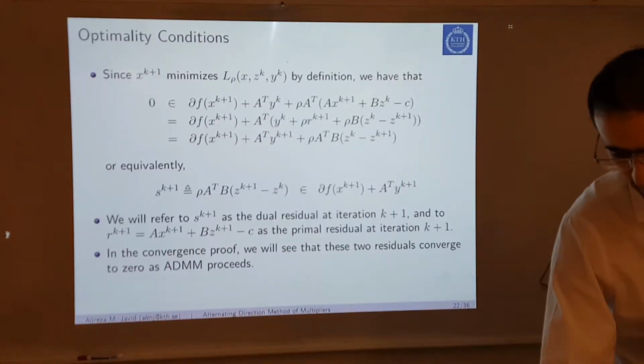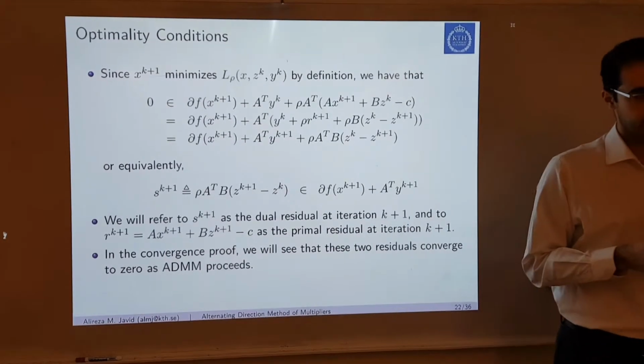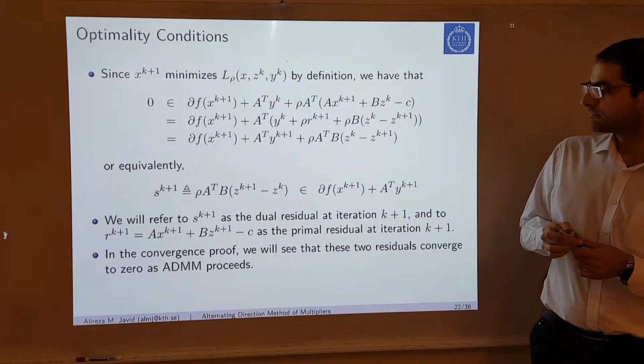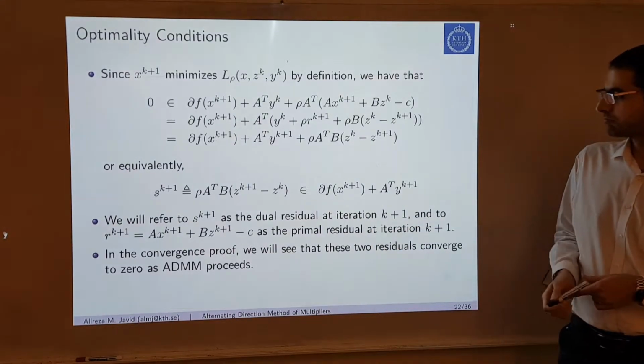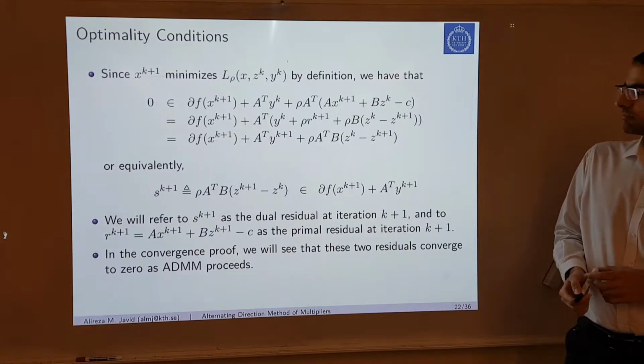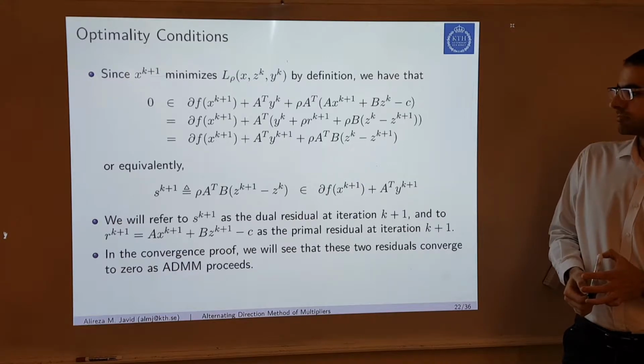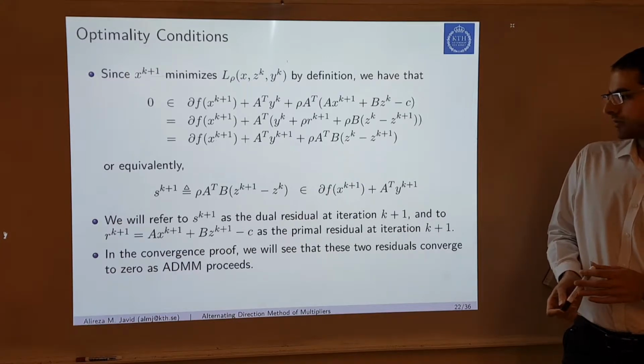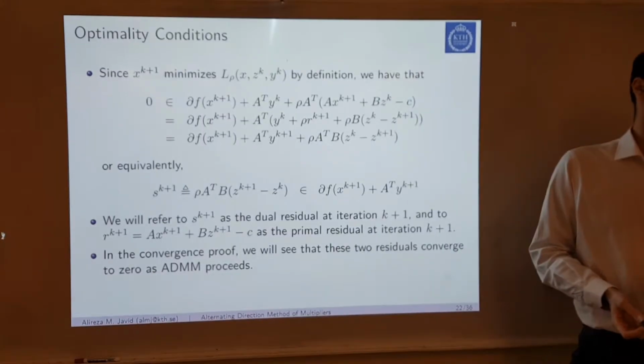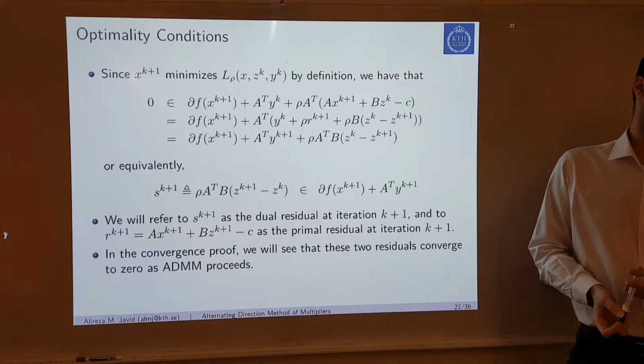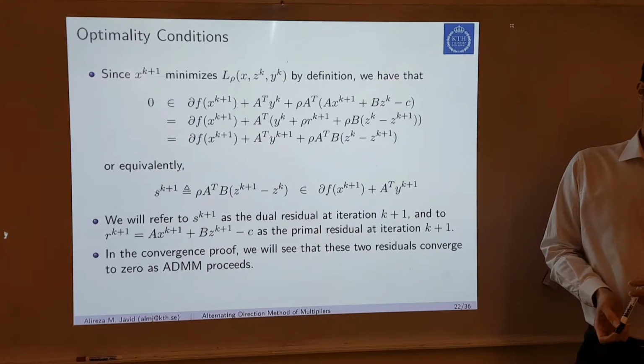One crazy question. Why is it called dual residual? Is it the difference between zk and z, and z is the primal variable? Z is primal. X and Z are primal, yeah, exactly. Because that is the dual feasibility condition. Maybe that's why they call it dual. Okay.